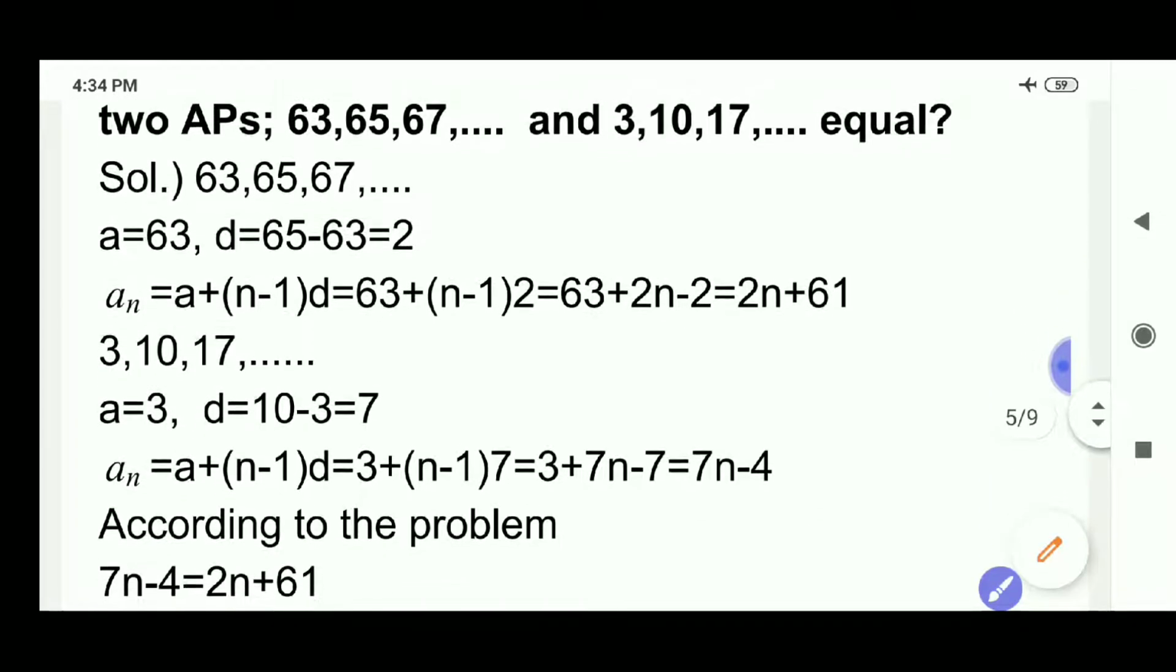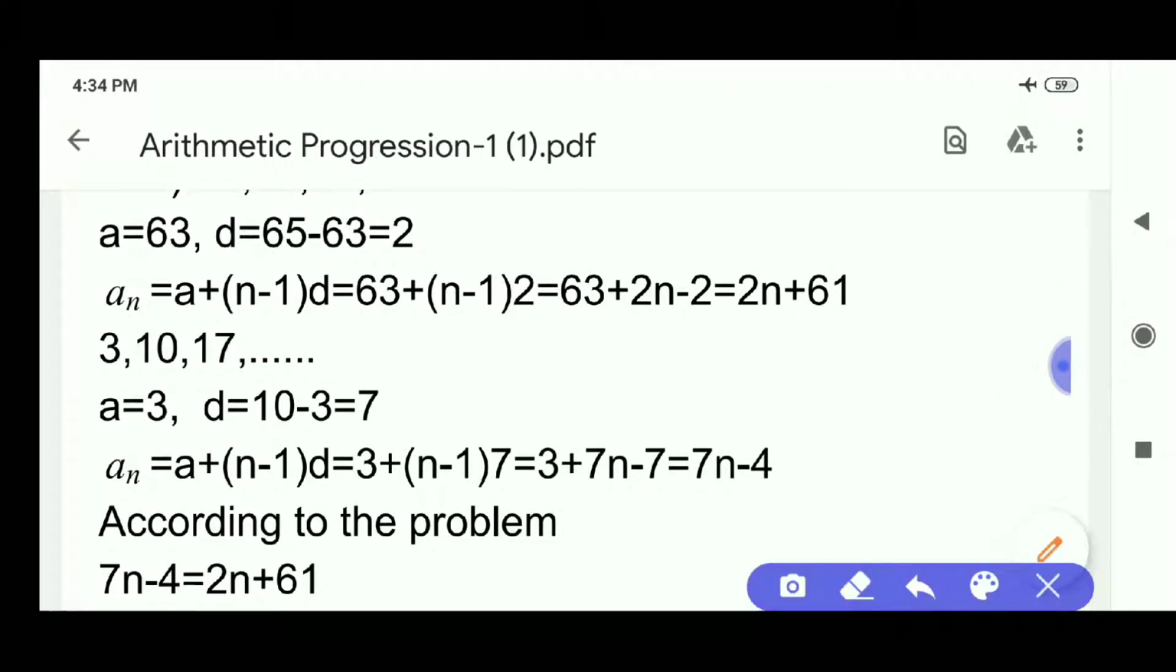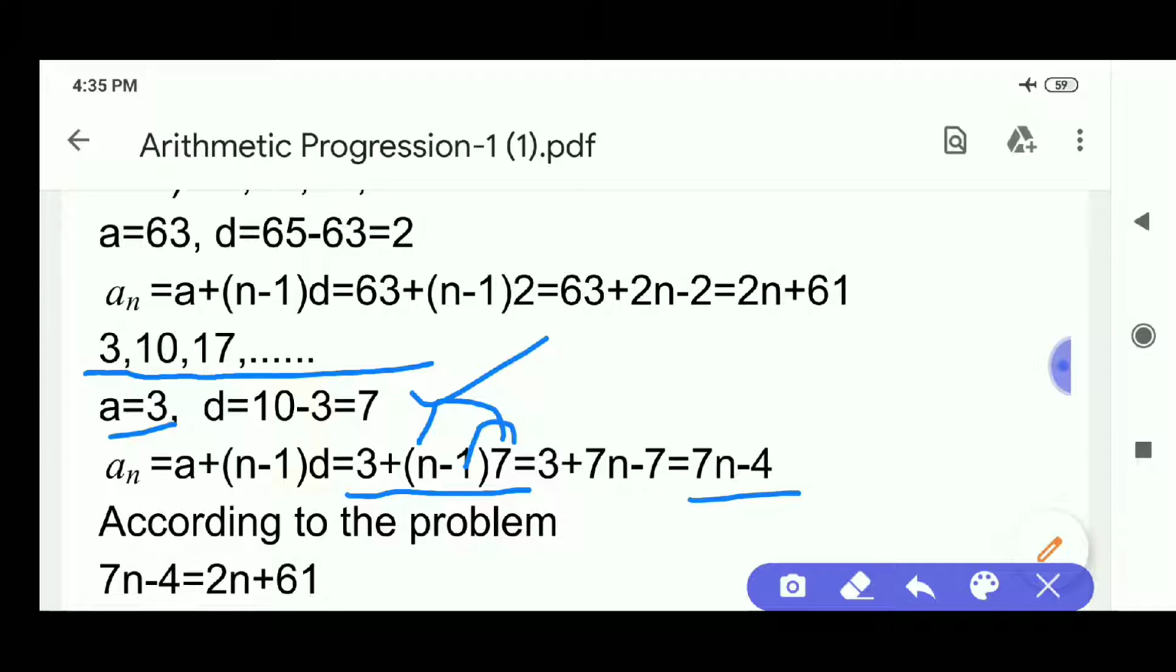Now the second arithmetic progression, 3, 10, 17, and so on. What is A here? Yes, it is 3. What is the common difference? 7. Now what is the nth term? A plus n minus 1 into D. A is 3 plus n minus 1 into D is 7. So 3 plus 7n minus 7. That is 7n minus 4.